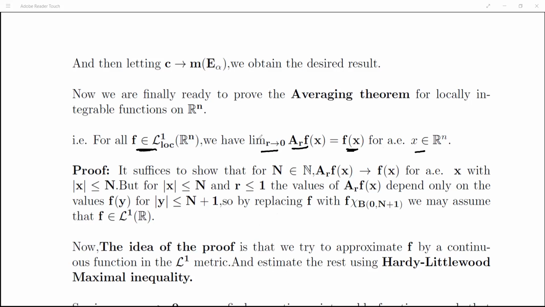So it suffices to show that for every natural number n, this holds for all |x| less than or equal to n. For every fixed natural number, if you show that with |x| less than or equal to n this is true, then obviously this is true for almost every x in R^n.